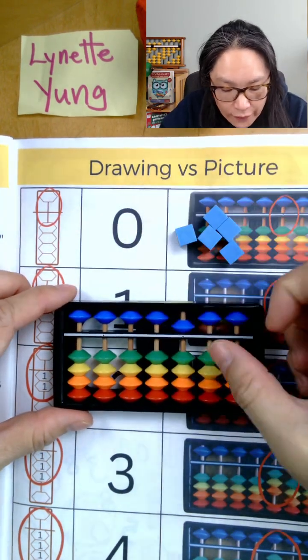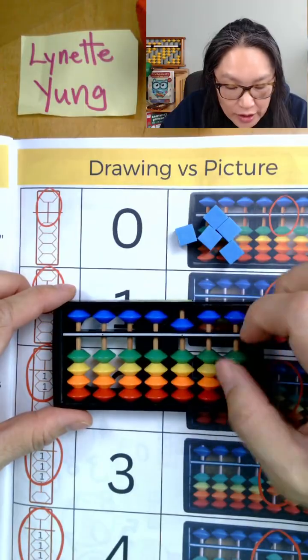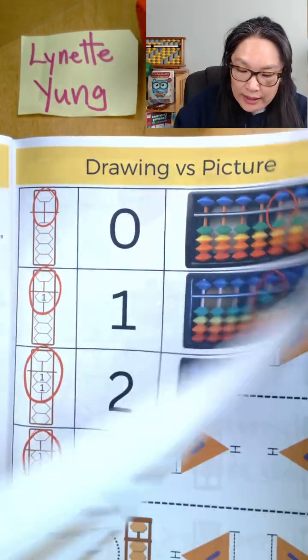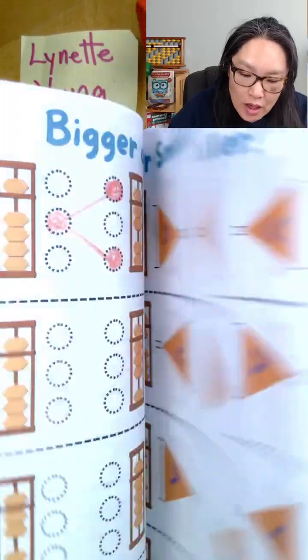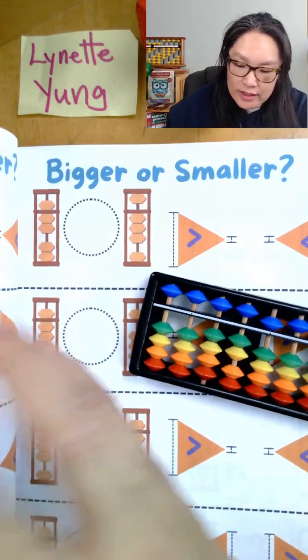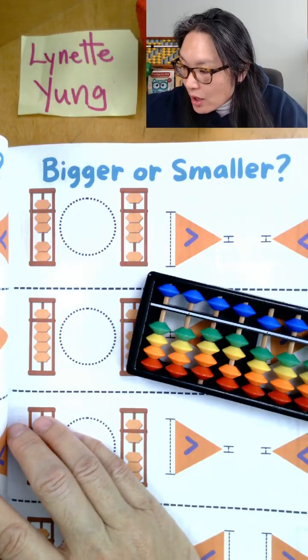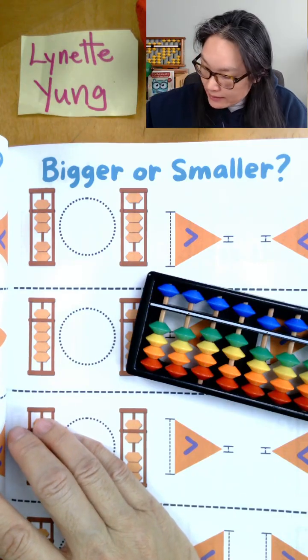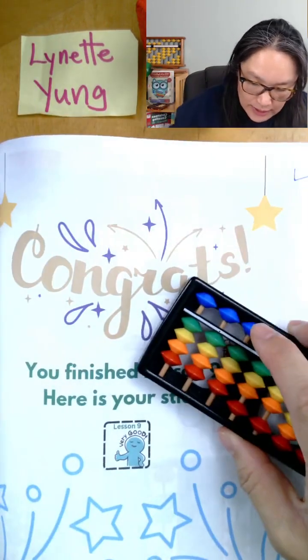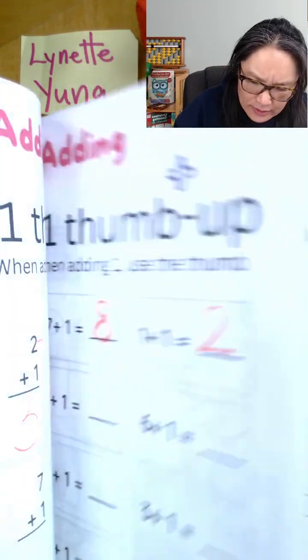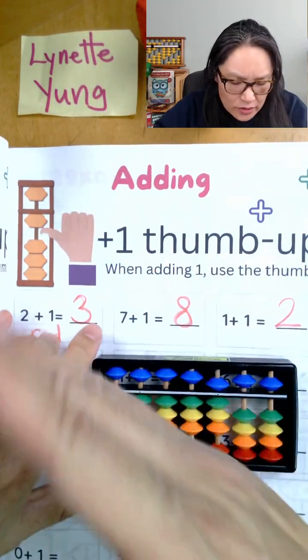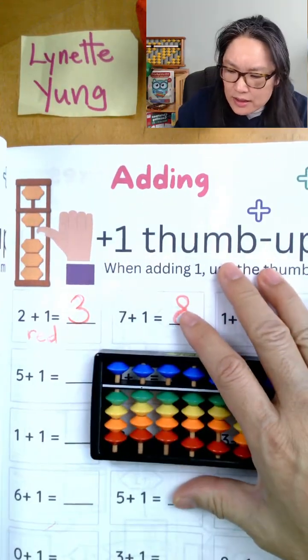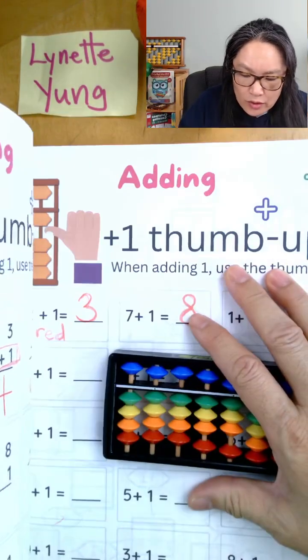Now, what we first need to do is understand how to do addition simply. In this book, after we do counting forward and counting backwards and the relationship of the numbers, I go into doing adding and subtraction on the abacus. In lessons 9 through 12, there are 12 lessons in this book.